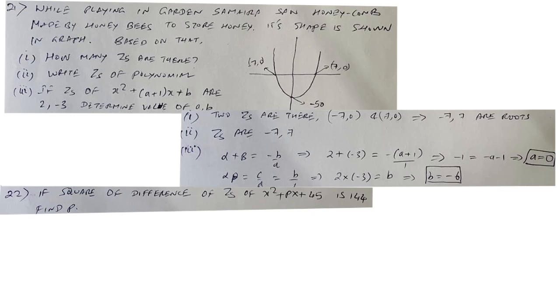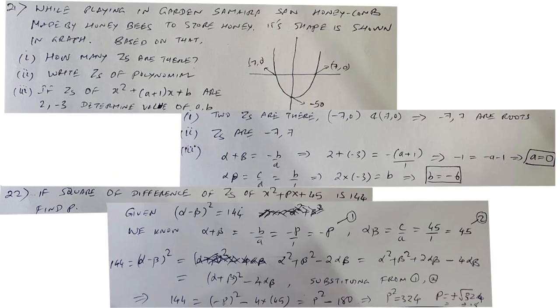Okay, next question. Square of difference of the zeros. If alpha and beta are the roots or zeros, alpha minus beta is the difference. They are asking the square of this. So the square of alpha minus beta, that is alpha minus beta whole squared, of x squared plus px plus 45 is 144. Find the value of p. Okay. Given that alpha minus beta whole squared is 144.